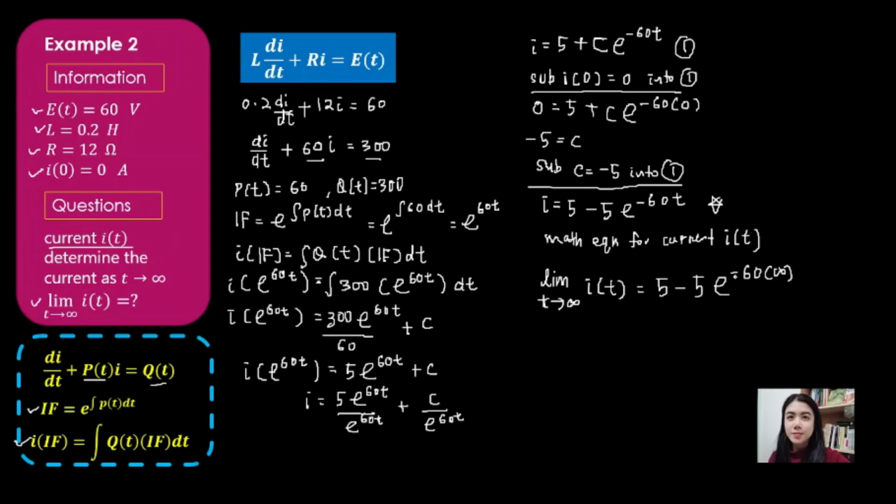So you will have negative 60 multiplied with the infinity, then you will have infinity also. So you have e to the negative infinity. e to the negative infinity actually gives you 0. So this is 0, and then the answer is actually 5.